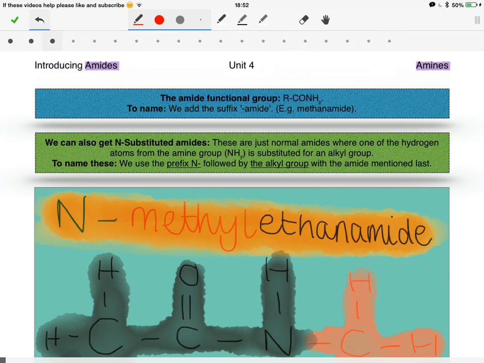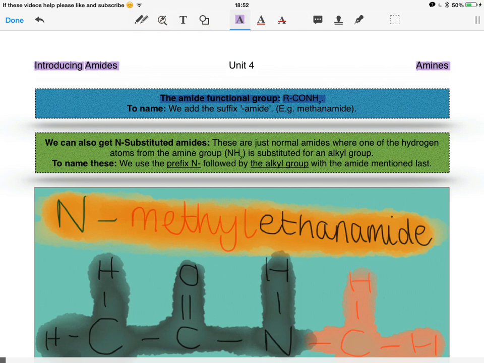Okay, so once you've got that, let me just get back to there. Cool. So to name these, we simply just add the suffix amide. So for example, if we had a methyl group, it would be methanamide.